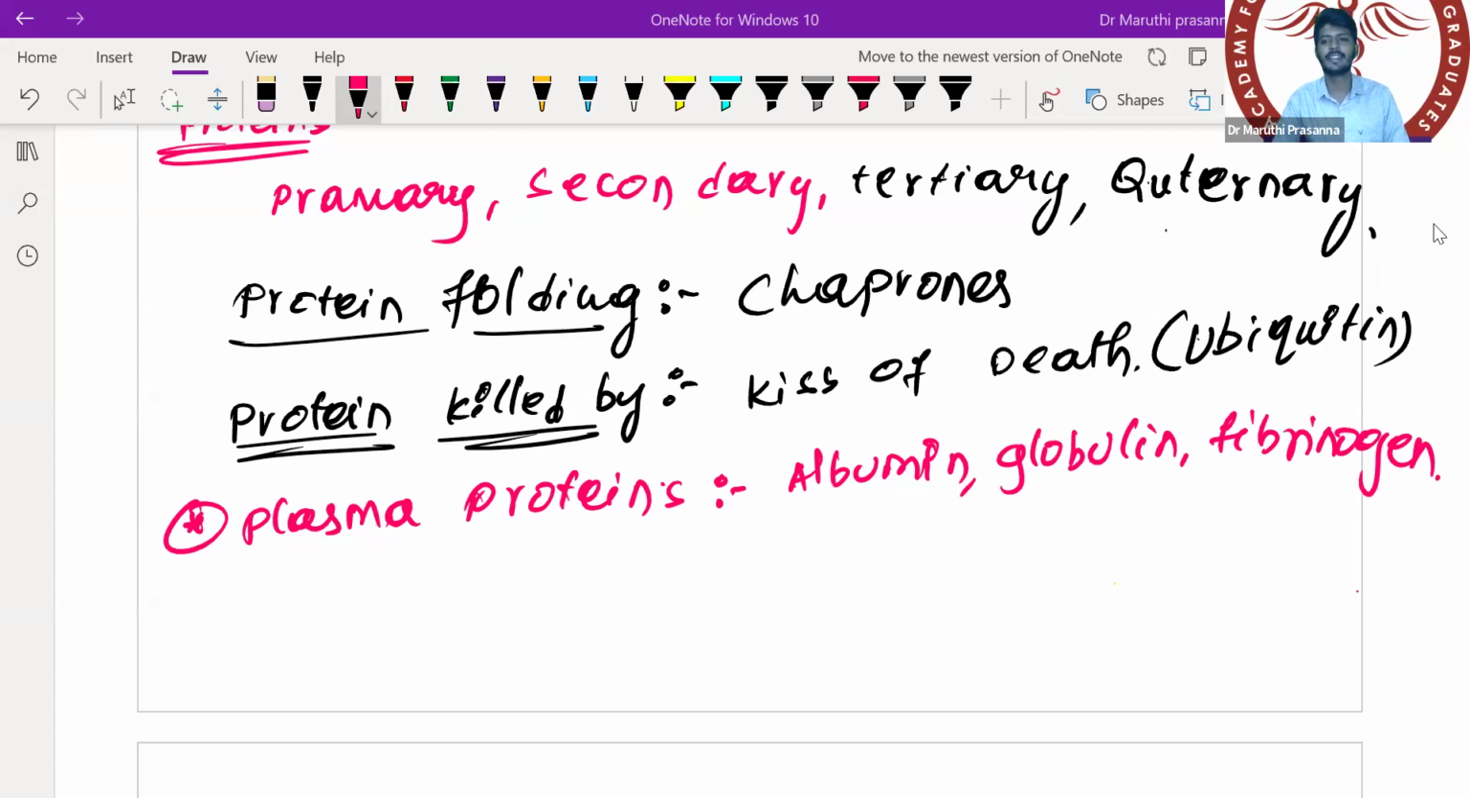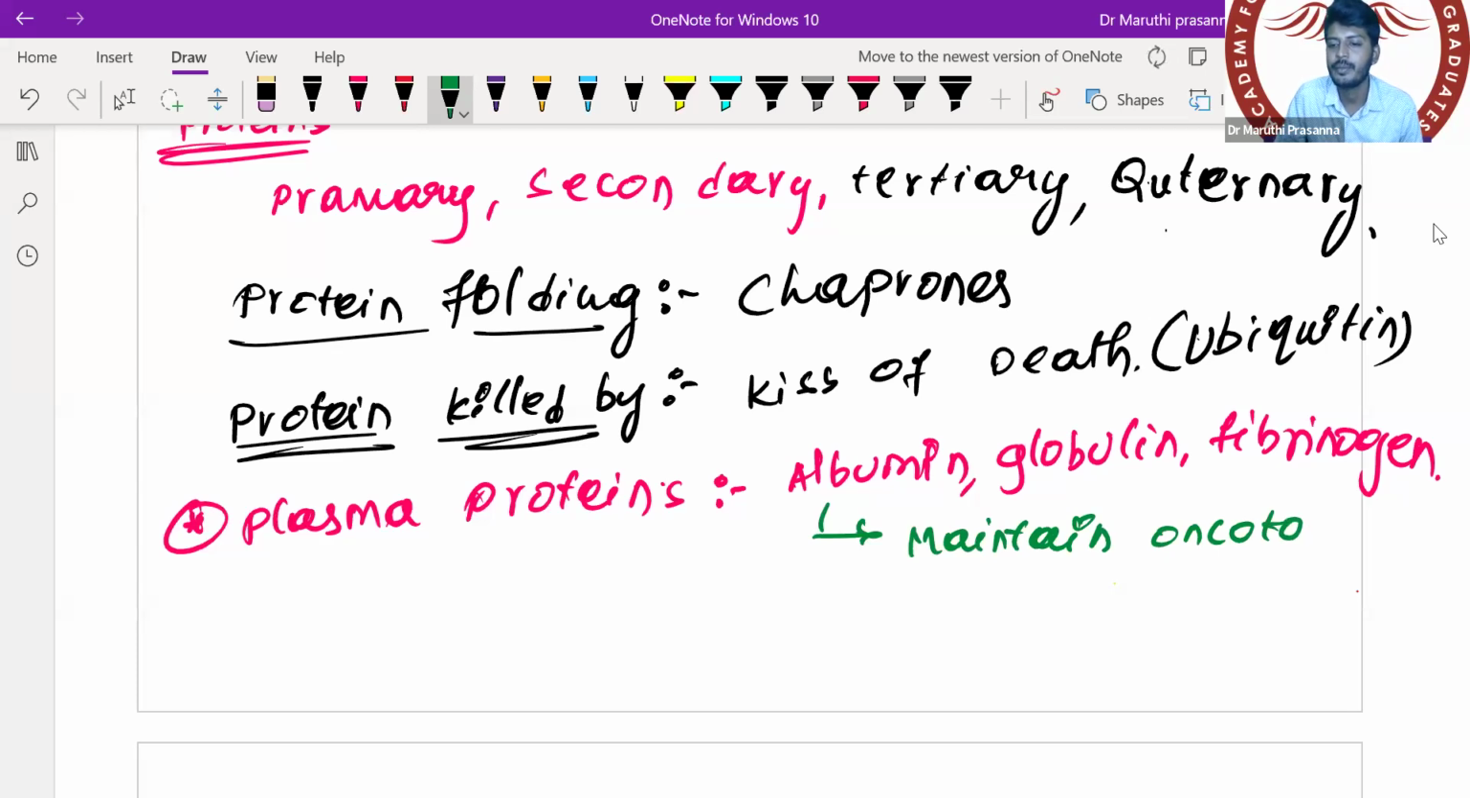So any protein which is present in the blood plasma is called a plasma protein, among which remember one, sir: albumin. What is the function of albumin? It maintains the oncotic pressure of the blood. So please understand, your blood's oncotic pressure is maintained by your albumin.